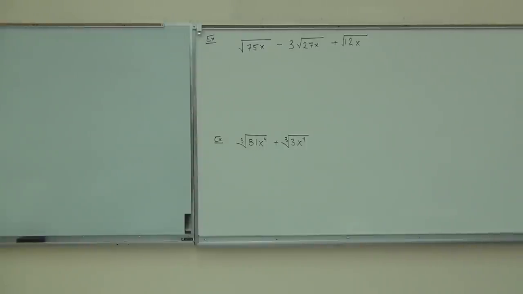So we're simplifying each radical individually. Then we're looking to see if we have like radicals. That's the same root, same radicand. After that, we try to add or subtract them depending on the signs. But we're just adding and subtracting the coefficients once we get those like radicals.